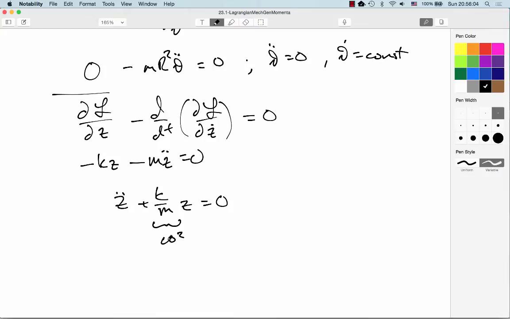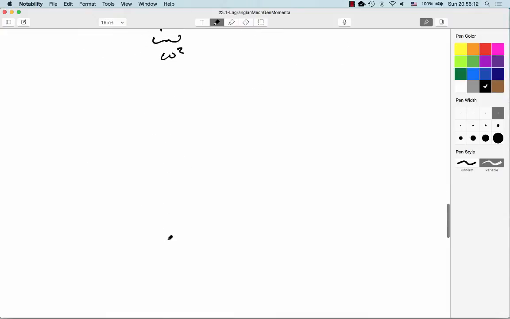All right. Make sure that we've got this down. Let's go ahead and do one more example. This one's a fun one. It's called the spherical pendulum.